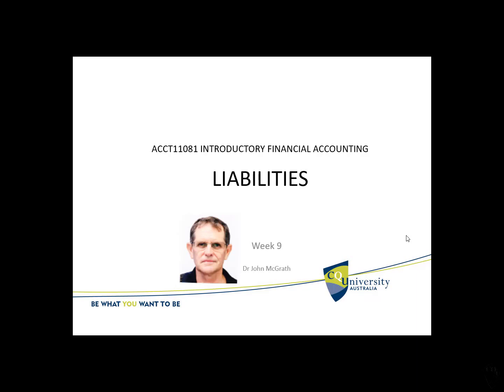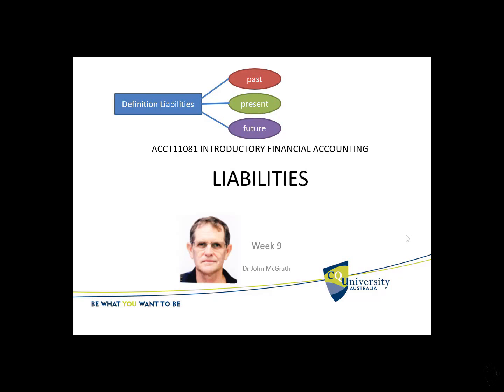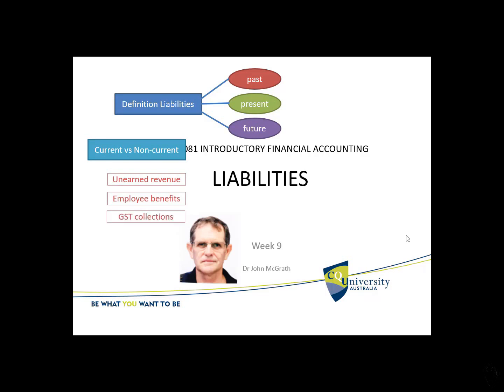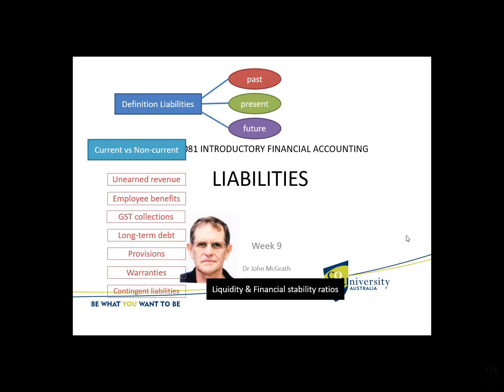John introduces us to what liabilities are, where we have a past event, present obligation, and future outflow embodying economic resources. We then look at current and non-current liabilities and various types of liabilities: unearned revenue, employee benefits, GST collections, long-term debt, provisions, warranties, and contingent liabilities. We also look at liquidity and financial stability ratios. Let's start by looking at what liabilities are.